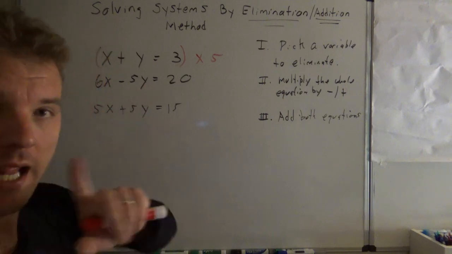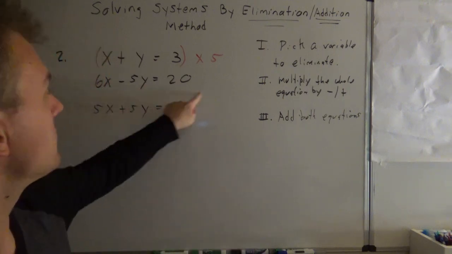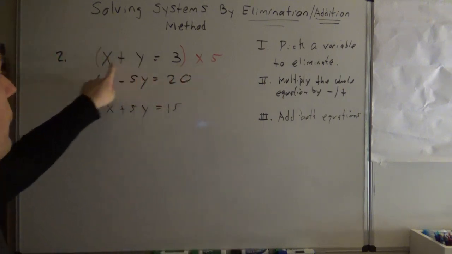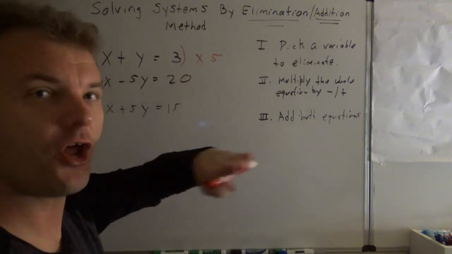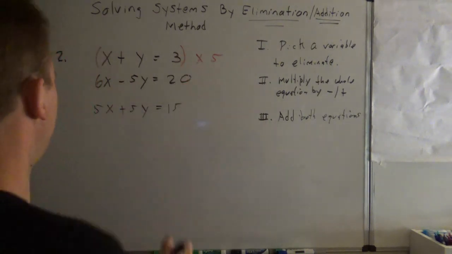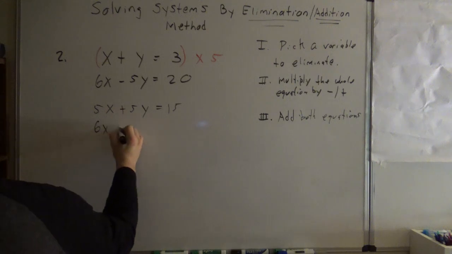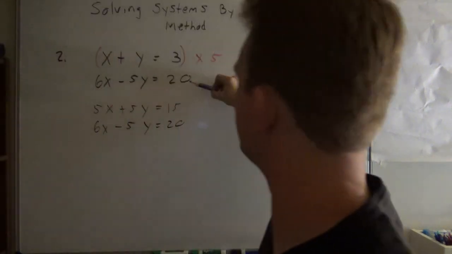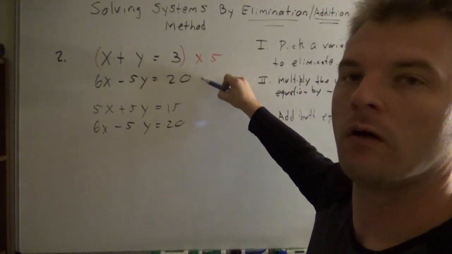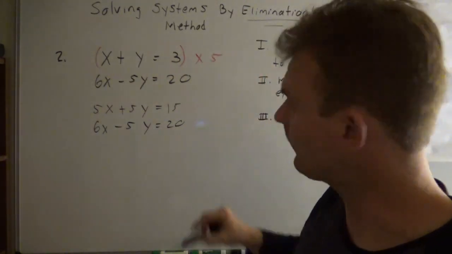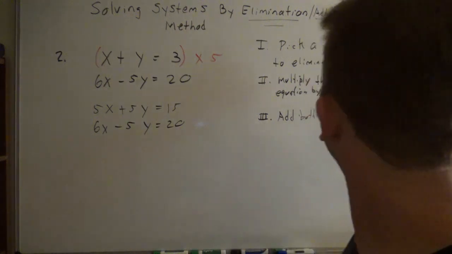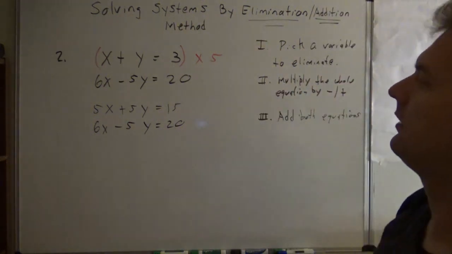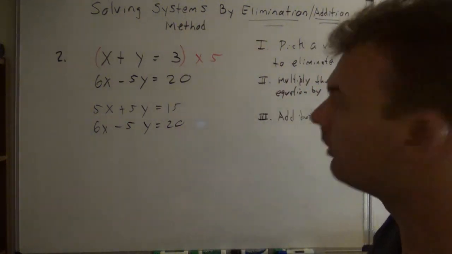Did I do anything to this one right here? Did I do anything to it? No. Just bring it down. Make sure you match it up. I did not touch this one at all. I touched this one. So, now, I picked a variable to eliminate. I want to eliminate y.